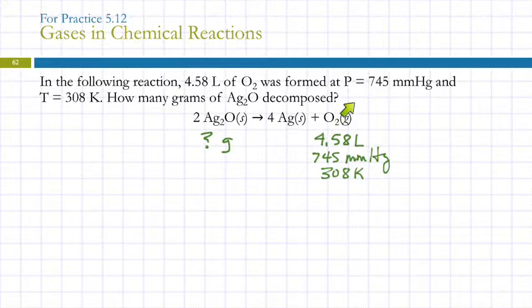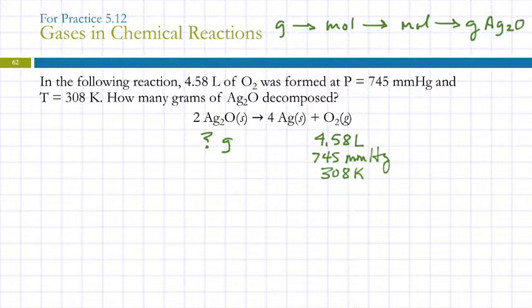So I have information about one of the products. I'm asked a question about one of the reactants. So the normal path would be grams to moles to moles to grams, and we are asked to find grams. So we're trying to find grams of Ag2O at the end. But we're not starting with grams of oxygen. Could you use this information to calculate the grams of oxygen? Yeah. Sure you could.